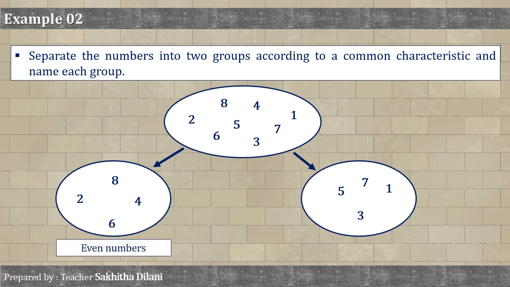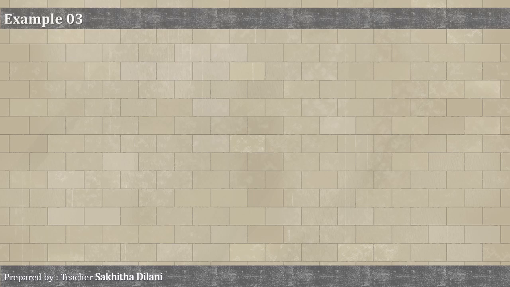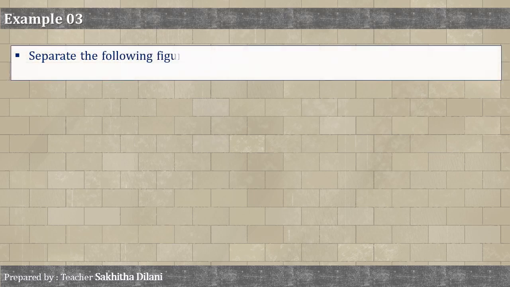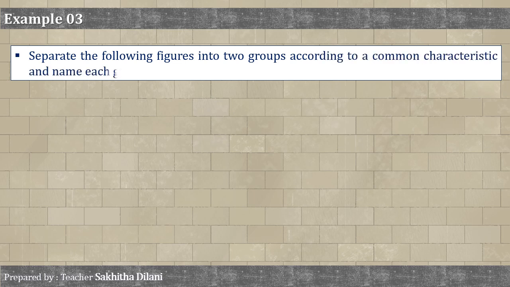Then consider the second group, 1, 3, 5, 7. You know that they are, in Sinhala, otte sankhya. In English, we say odd numbers. So we can separate the given collection of numbers into 2 groups as even numbers and odd numbers. Let's consider another example. Separate the following figures into 2 groups according to a common characteristic and name each group.